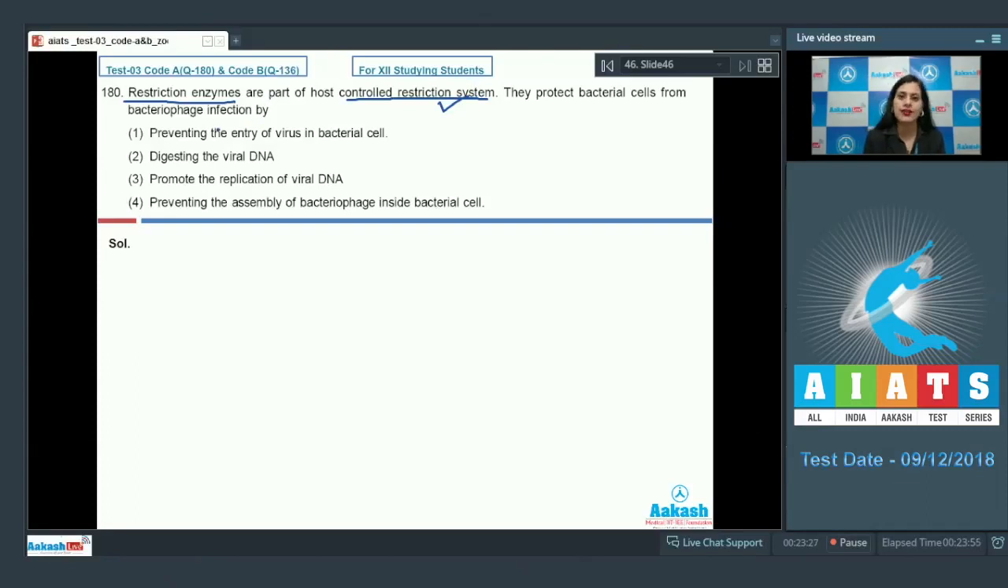This system will now only act on the viral DNA and not on the host bacterial DNA. Now let's discuss the options. The very first option given is preventing the entry of virus in bacterial cell, and this is an incorrect option because this restriction system will not prevent the entry of bacteriophage into the bacterium cell, but it will inhibit the proliferation of this virus inside the bacterium. The next option given is digesting the viral DNA, and this is a correct option and is a correct answer to our question. The third option given is promote the replication of viral DNA, and this is an incorrect option. It will inhibit the replication of viral DNA by digesting its genome. The next option given is preventing the assembly of bacteriophage inside bacterial cell, and this is an incorrect option because this restriction system will digest the DNA of the virus. So the correct answer for this question is option number 2.